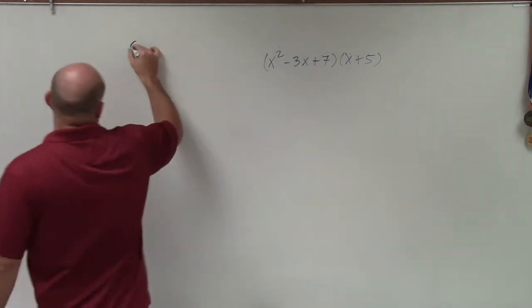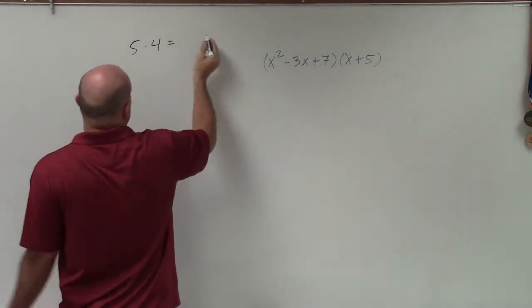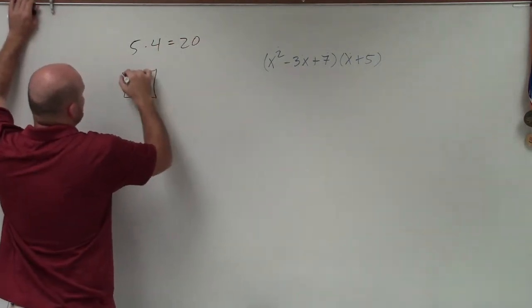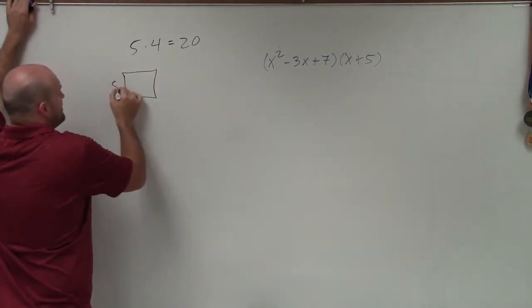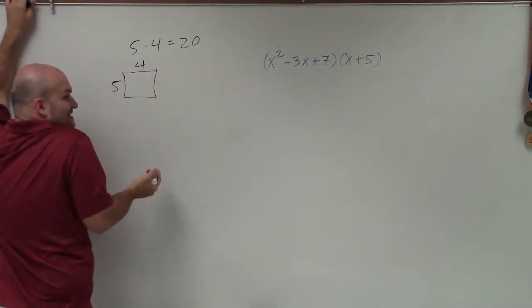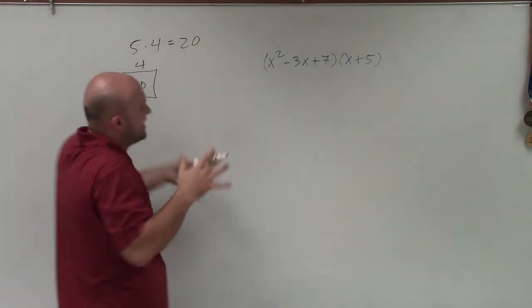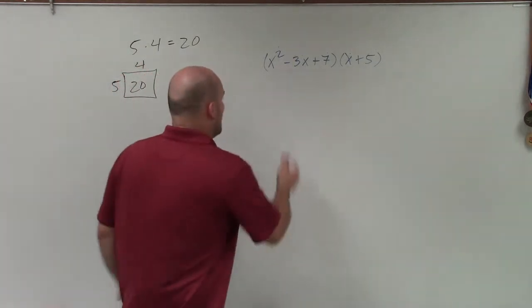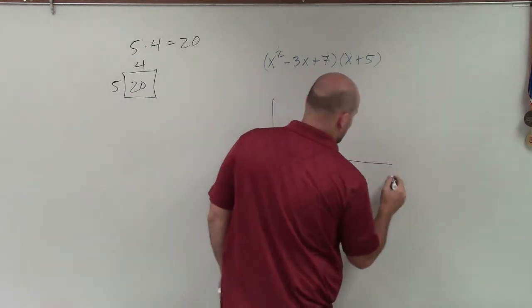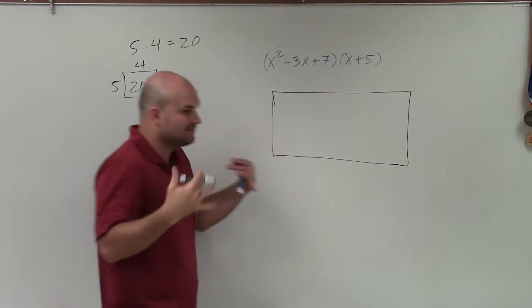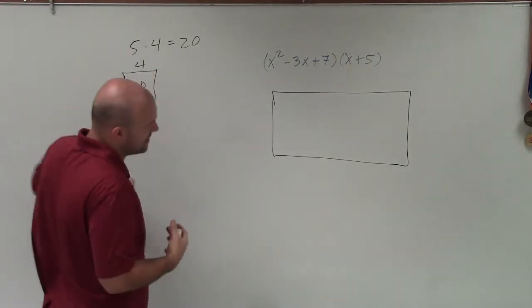If I was just going to say 5 times 4, well, we know 5 times 4 is equal to 20, right? We don't really represent 5 times 4 all the time as 5 and 4 as lengths of a rectangle. But 5 times 4 tells you the area of that rectangle is going to be 20. So when dealing with binomials and trinomials, I think it's very helpful to think of the product as sides of a rectangle.